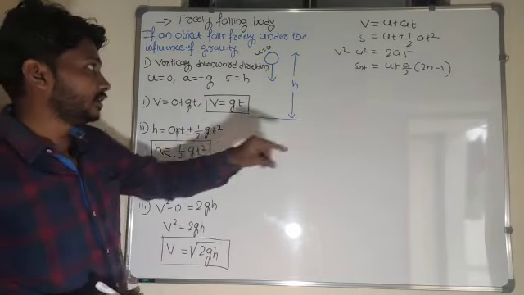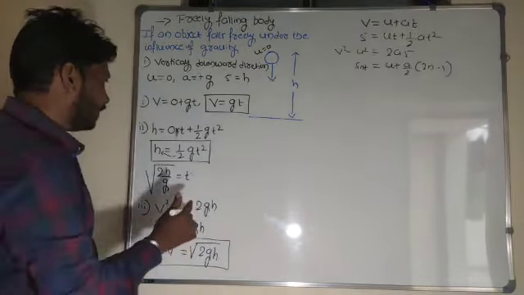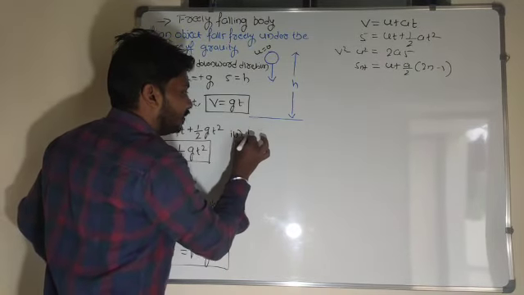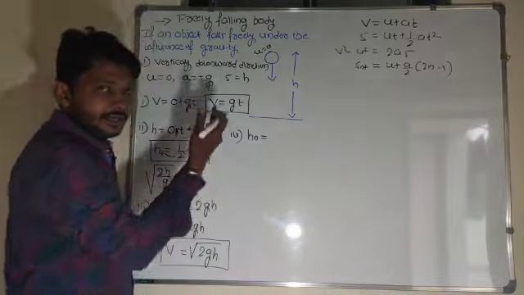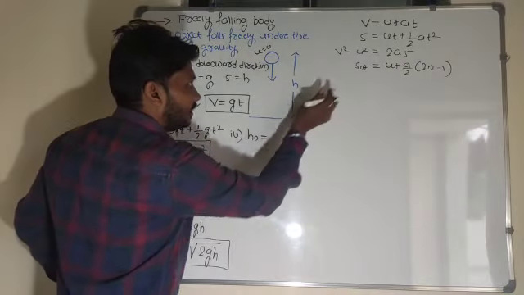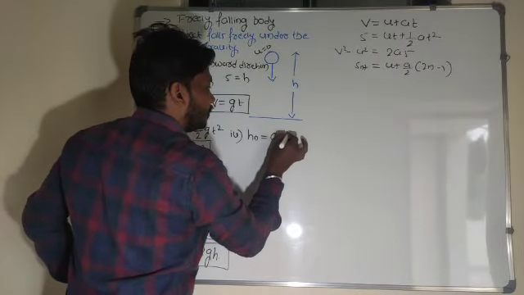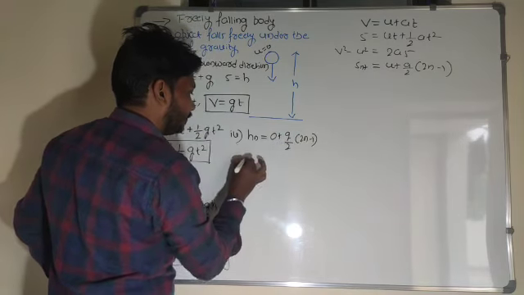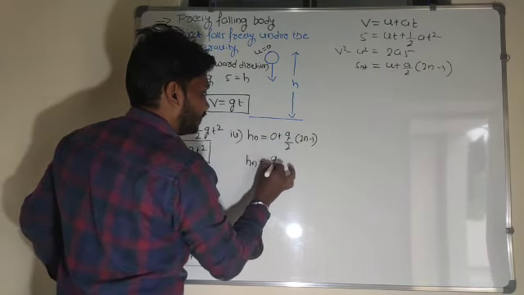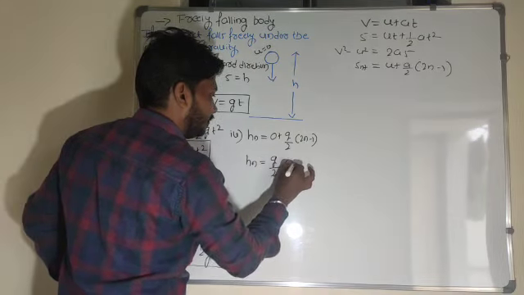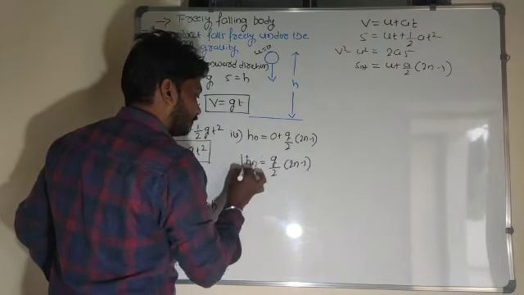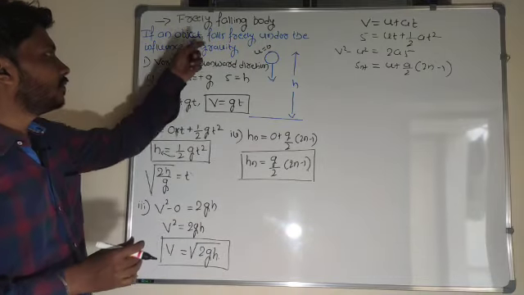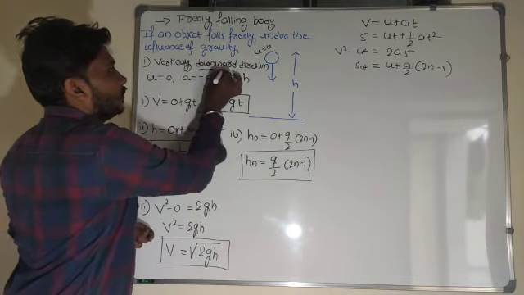And one more equation, the distance traveled by the body in the nth second. Instead of s, I can take it as h here. Initial velocity is 0 plus g by 2 into 2n minus 1, or h of n is equal to g by 2 into 2n minus 1. So these are all the kinematic equations for a freely falling body in a vertically downward direction.